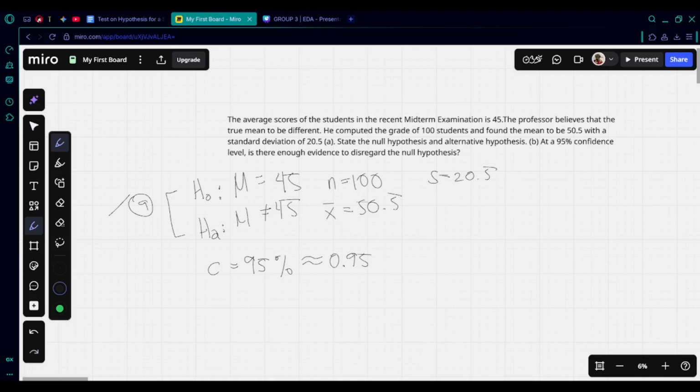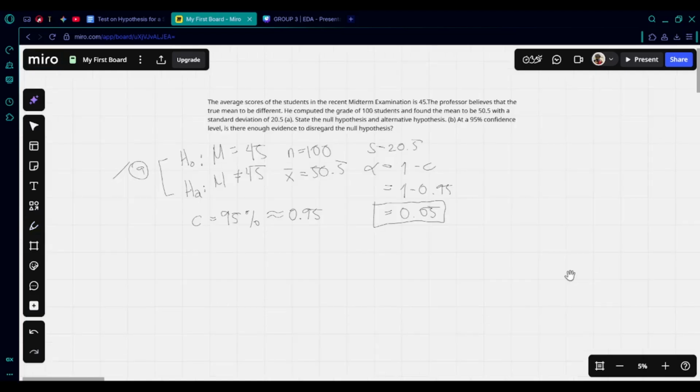In this problem, we have our confidence level. What we don't have is our alpha level. To compute this alpha, we use 1 minus the confidence level. We have 0.95 here, so 1 minus 0.95. This is how you compute the alpha level. So we have 0.05. This is our alpha level, 0.05.